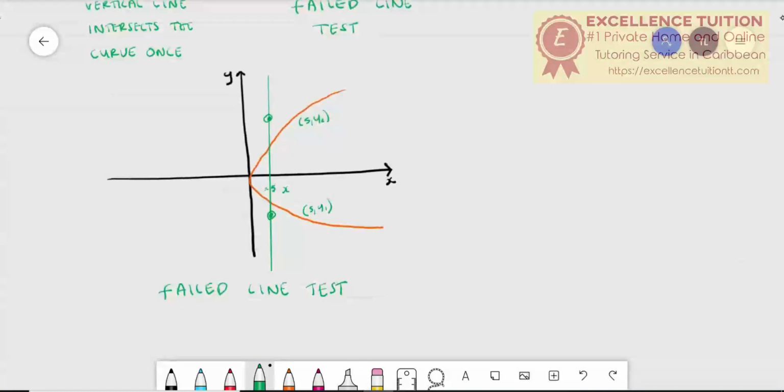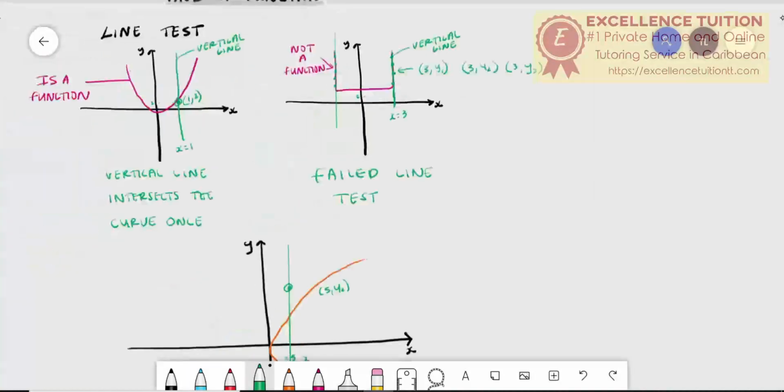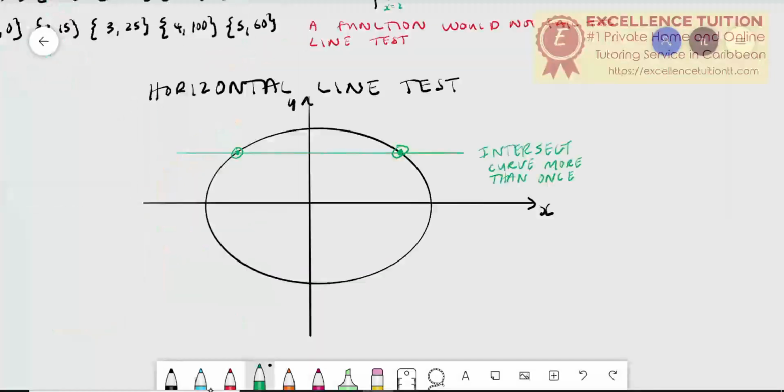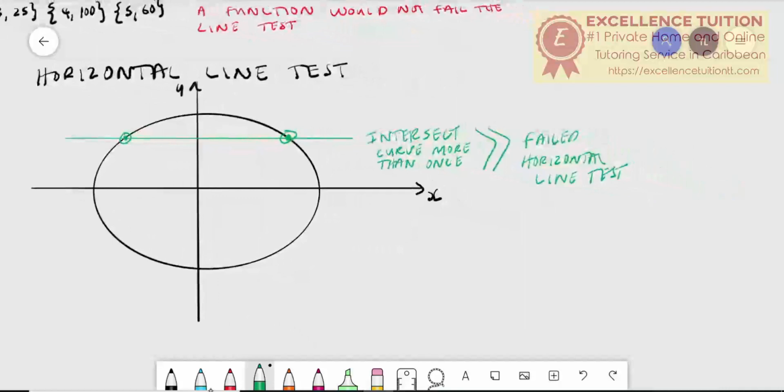Let's take a look at the next instance where a curve would fail a line test. It would have failed the horizontal line test, right? So we write here failed, and if it does, it means that the inverse of this function, whatever function is producing this curve, the inverse, right?